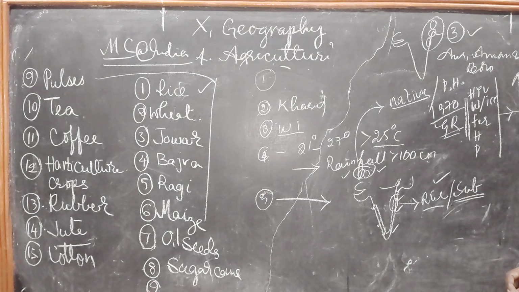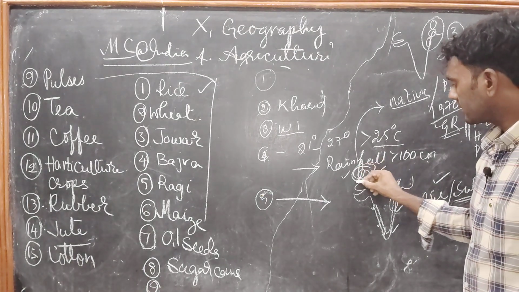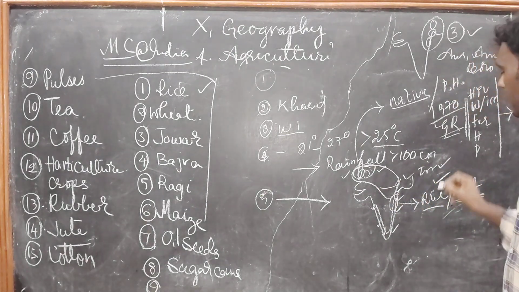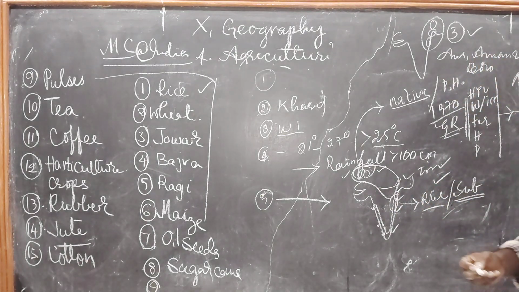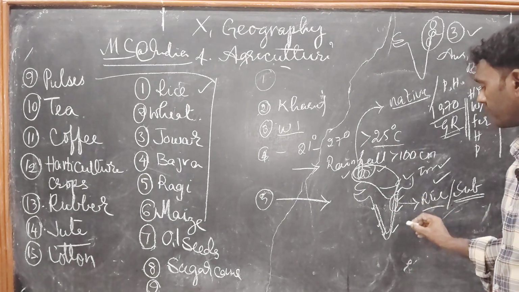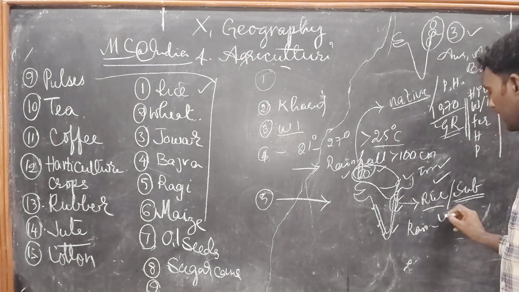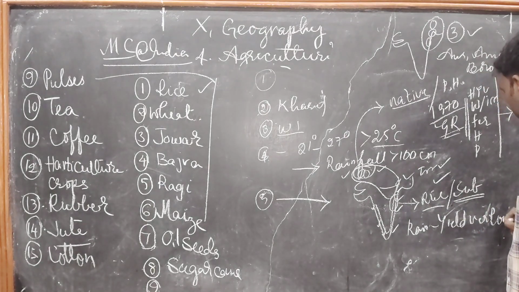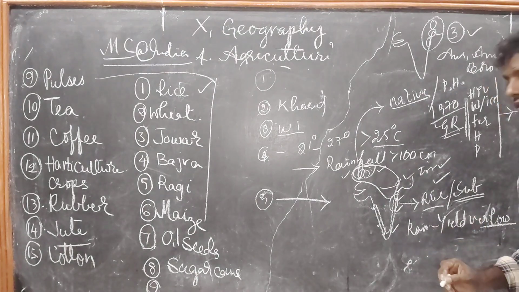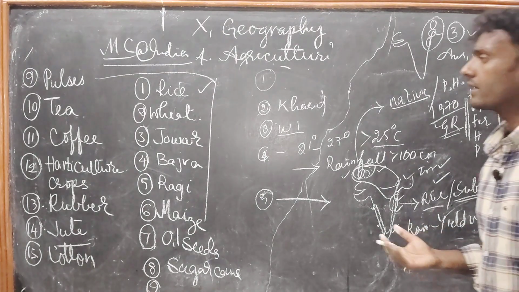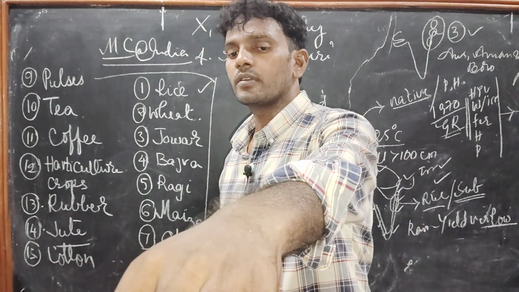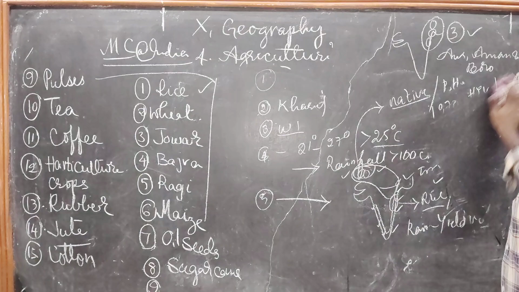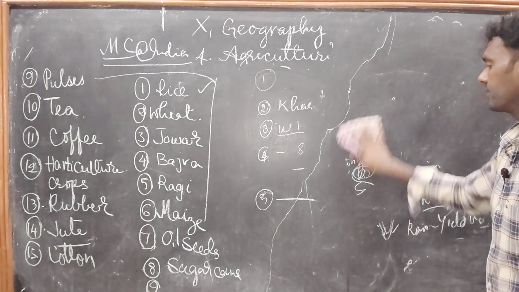Is it clear? And also where these states are cultivating under irrigation, they are giving more yield. But the people who are cultivating under rain-fed conditions, the yield is very, very low. Is it clear? Okay, it is about rice. Coming to the next topic, the next crop.